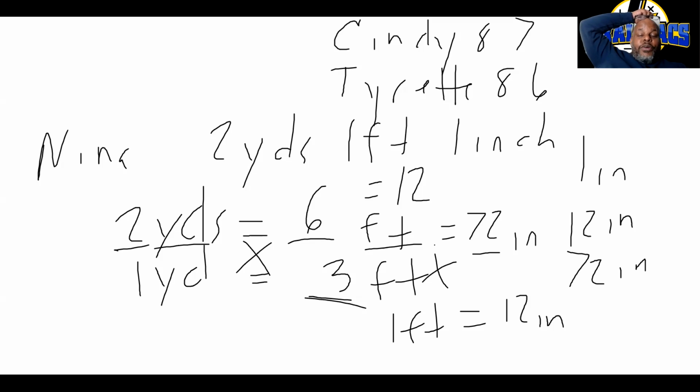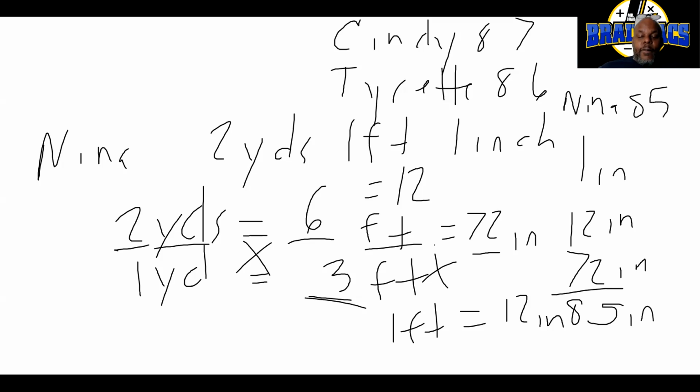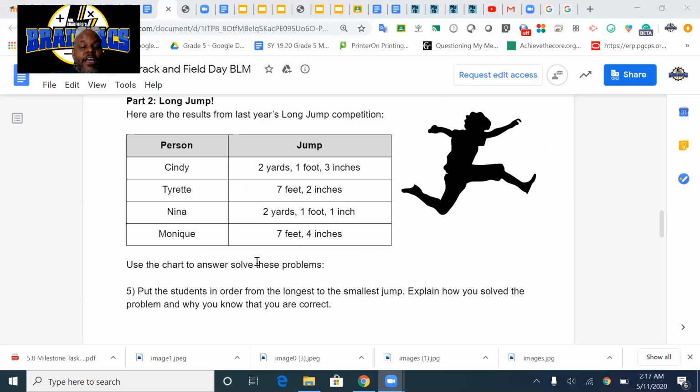All right, so let's see if we can figure that out. 2 plus 1 plus 2 is 5. 1 plus 7 is 8. So Nina is 85 inches. Wow. So Cindy is 87. Tyrette is 86. Nina is 85. But don't we have somebody else? We have Monique. Monique is 7 feet 4 inches. Woo! So let's see.